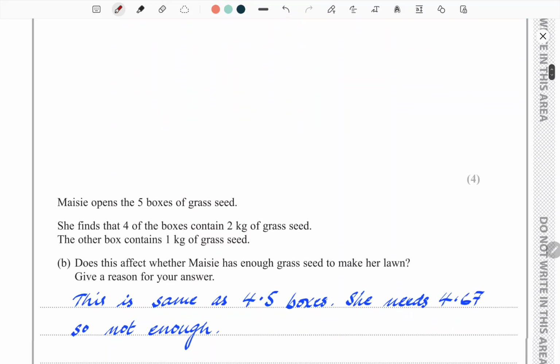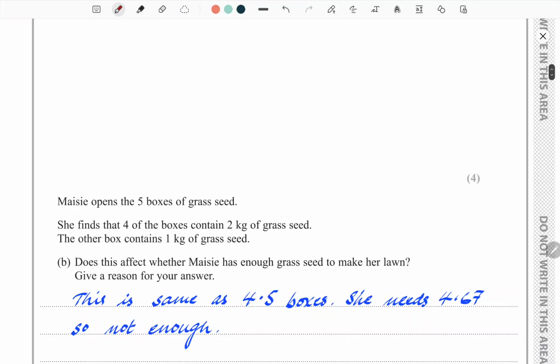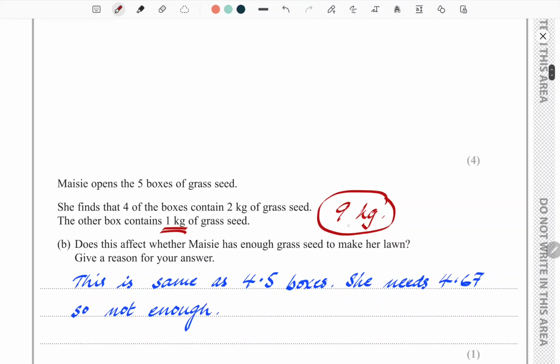Then it says Maisie opens the 5 boxes of grass seed and she finds that one of the boxes has only 1 kilogram in it. All right. So effectively she's got 9 kilograms, right, instead of 10. Okay. So what effectively that does is that the 9 kilograms are the same as 4.5 boxes.